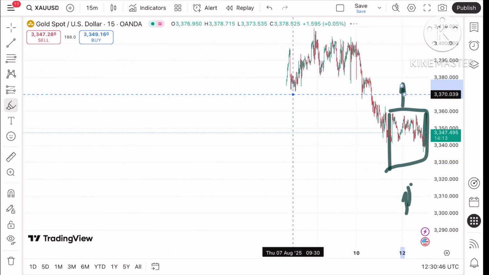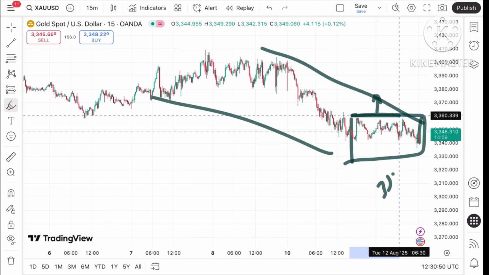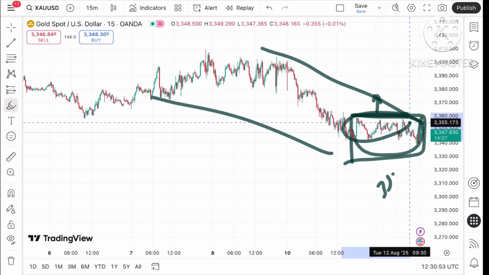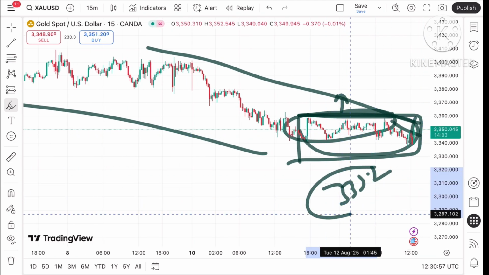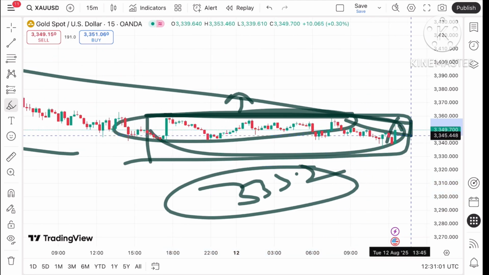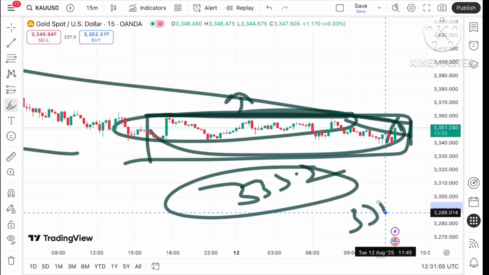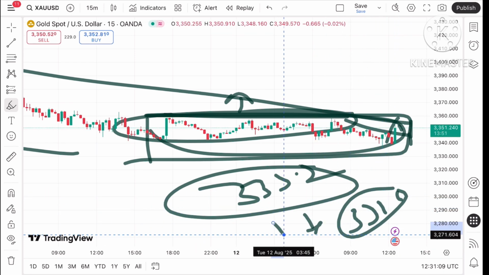Overall on the 15 minutes chart, there is a continuous downtrend, and after this zone there is a downfall. If it starts moving above a level of 33.52, we can see a further rise. But if it starts falling below this level, it can move further down towards 33.39, and this 33.39 is already weak, so it can move further low.